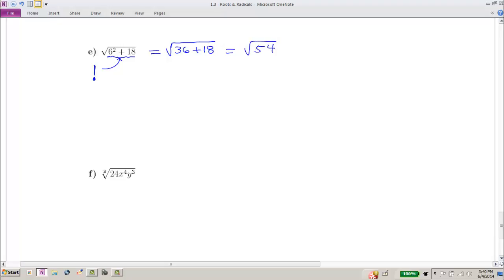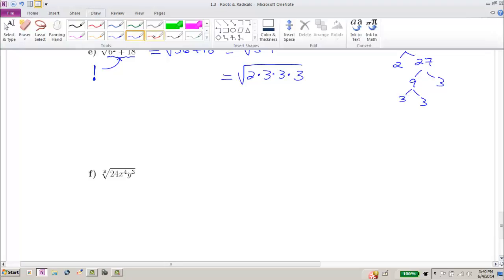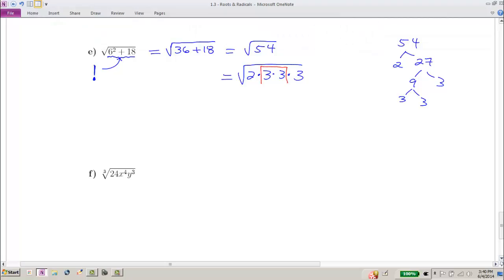Now what we'll do is factor the 54 and see what we can do as far as simplifying from here. So 54 is 2 times 27. 27 is 9 times 3. And 9 is 3 times 3. So the square root of 54 is the square root of 2 times 3 times 3 times 3. This is a square root again, so we just need 2 of the same factor to bring 1 out. I've got a pair of 3's right here. Those become a single factor of 3 outside. And what's left inside is a 2 and a 3, so 2 times 3 is 6. And this is the simplified radical form.